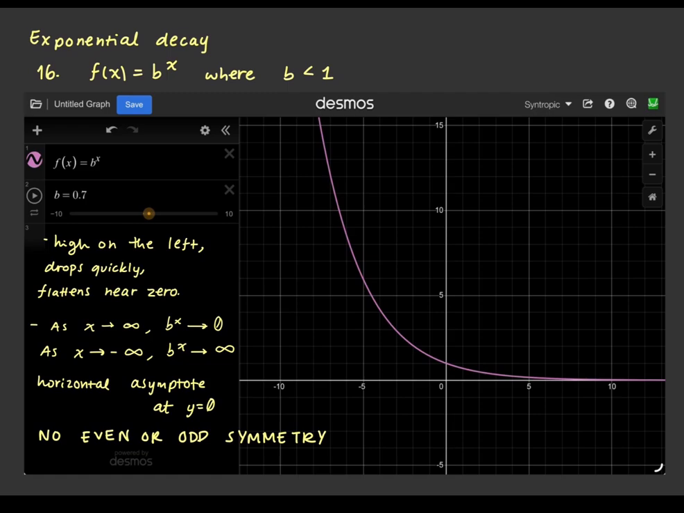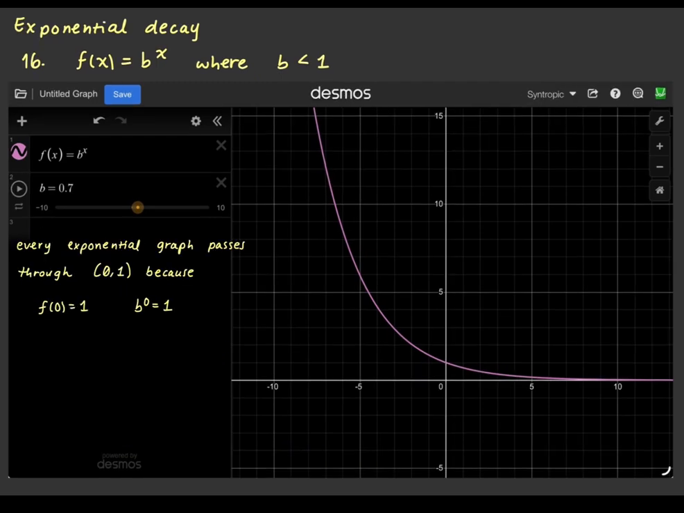There is no even or odd symmetry here, and also note that every exponential graph passes through the point x equals 0 and y equals 1, because f of 0 equals 1 since b raised to the power of 0 is 1.